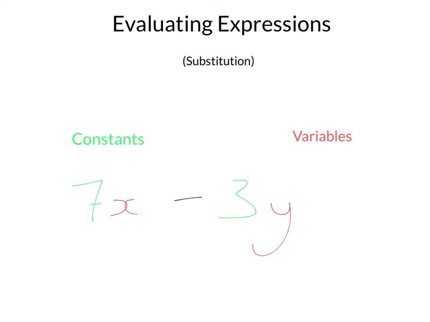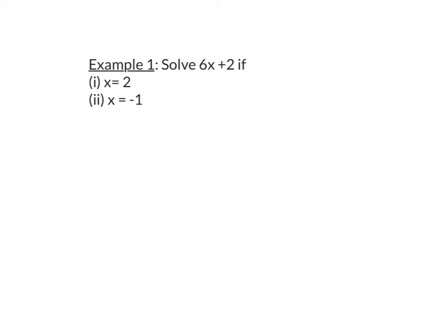Now you might notice that 7x and minus 3y look like two separate little groups. We call each of those groups a term. So we have 7 multiplied by x, that's one term, and 3 multiplied by y is a different term. Again, when you combine our terms together, we call that an expression. So we'll have a look now at a question that involves evaluating an expression or substituting in an expression.